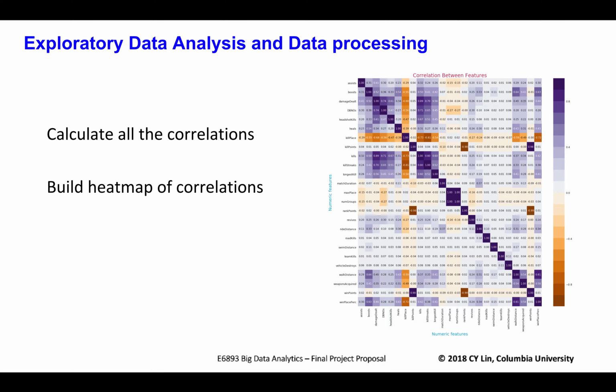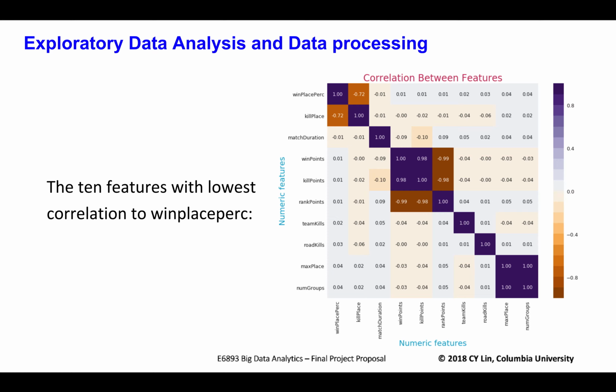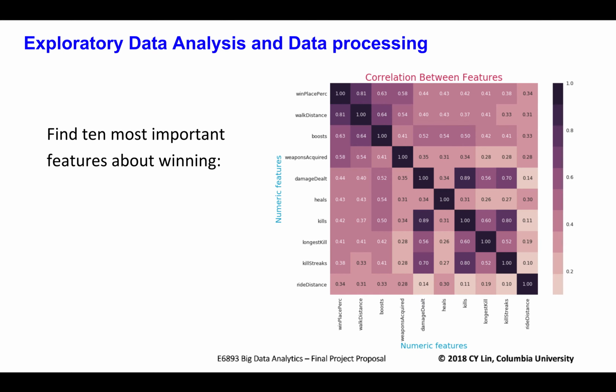Based on that, we calculate all the correlations and build correlation heat maps. From this map, you can see a lot of features have correlation with each other, and a big part of them have very small correlations. So we find the 10 features with the lowest correlation to the win place percentage, and we also find the 10 most important features for winning. You can see that they include how far you walk, how many boosts you use, how many weapons you acquire, how much damage dealt, etc.